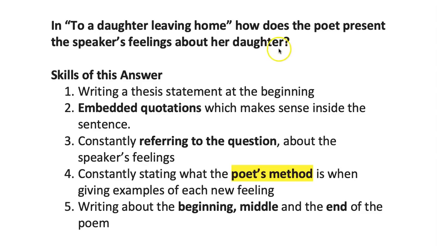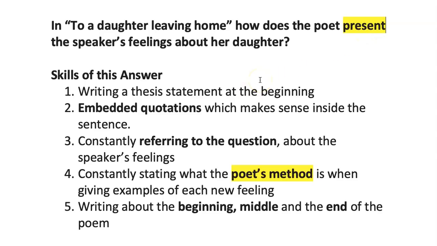So the first thing you need to notice is what the most important word in the question is, and that is the word present. It's the word present that forces you to write about methods. And there are going to be lots of methods that you'll see. They'll be usefully highlighted in yellow so you can get a feel for what methods are.